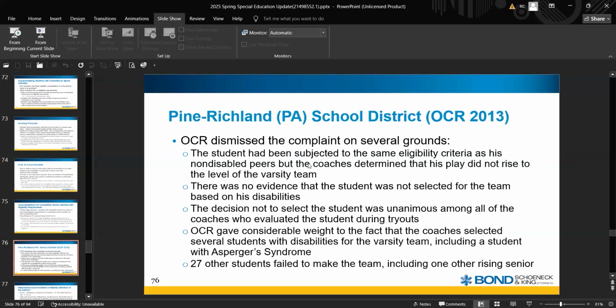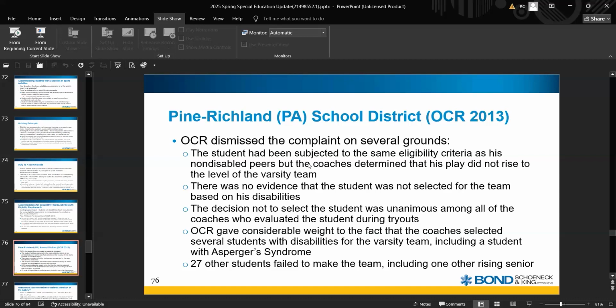Ultimately, the district prevailed in this situation. So there was no evidence that the student was not selected because of his disabilities. That's why you don't want a coach to say, I know you have... Now, you can say it's better that they don't know because they can't discriminate against them, but you also can't accommodate. So it's like six of one, half a dozen of the other. The decision to not select the student was unanimous. Like none of the coaches supported putting the student on the team.